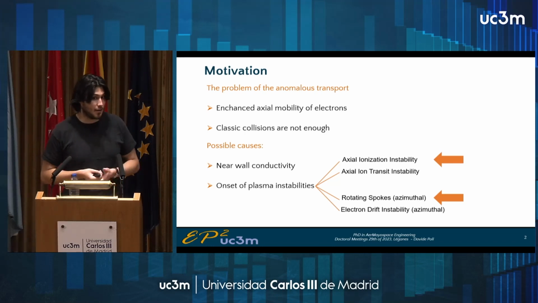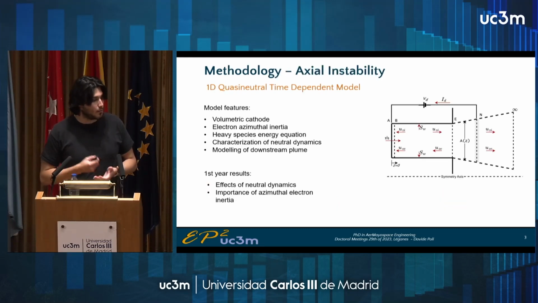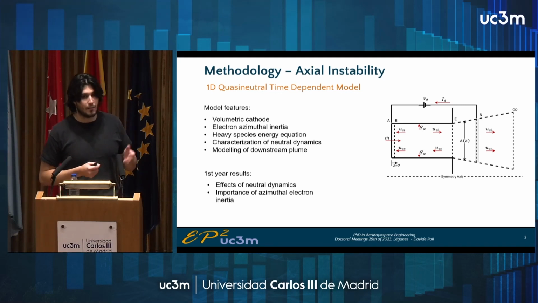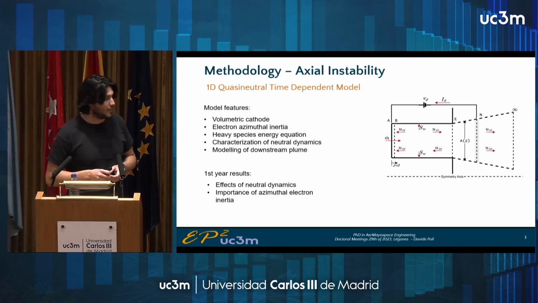The objective of the thesis is to analyze axial instabilities and azimuthal instabilities. As a brief recap of what I did in my first year of PhD, I developed a one-dimensional quasi-neutral time-dependent model of a Hall thruster. You can see the computational domain there on the right. Here we have the anode, going towards the far plume.